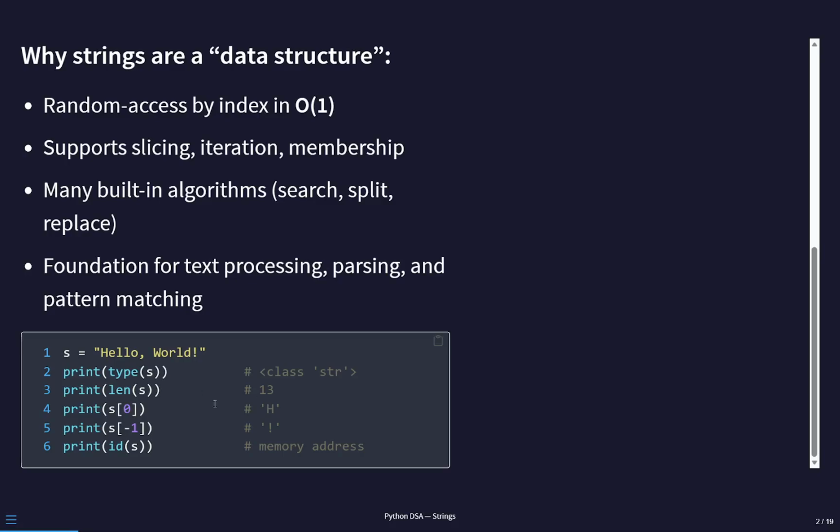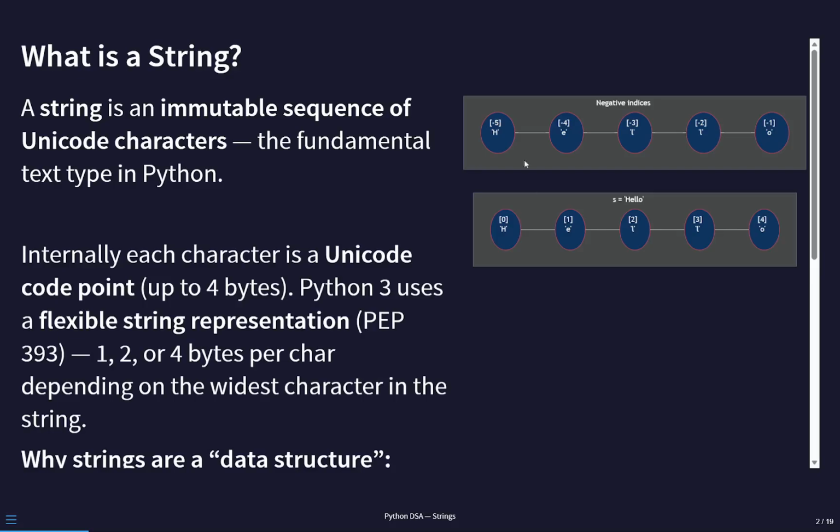The code confirms it. len runs in O(1), because the length is stored in the object header. s[0] is O(1), direct access. s[-1] uses negative indexing from the end. The diagram shows both positive and negative index mappings for hello. Index 0 through 4 run forward. Index -5 through -1 run backward, meeting the same characters. Two views, same string, O(1) access from either end.